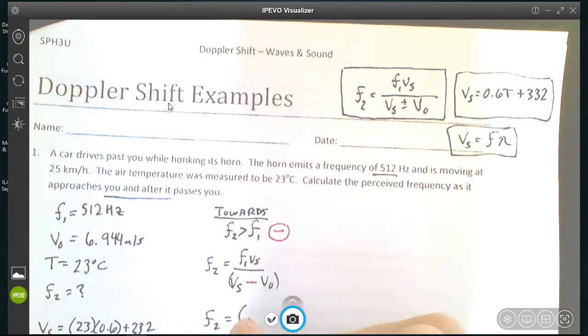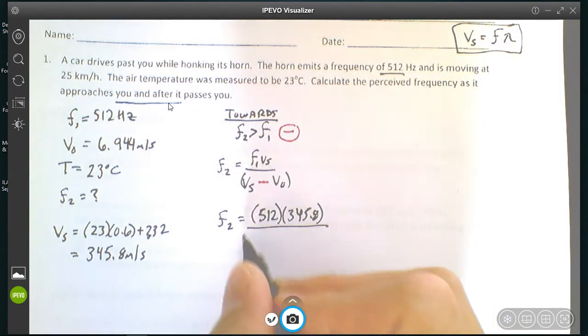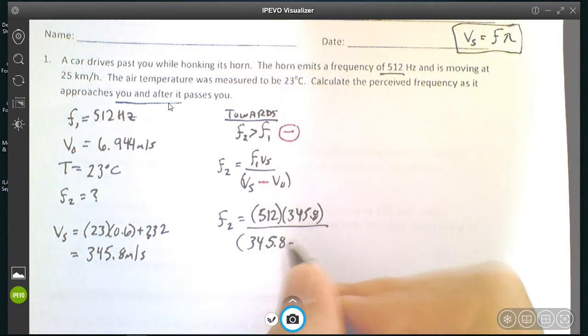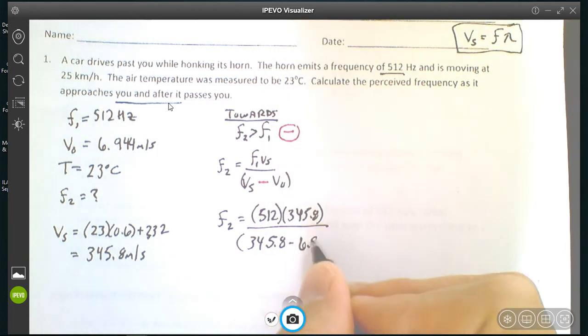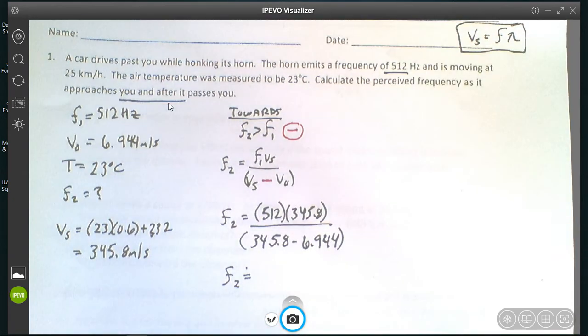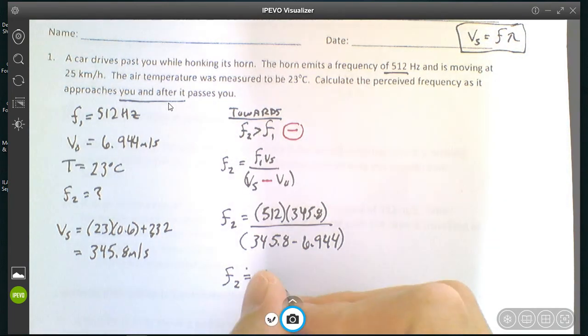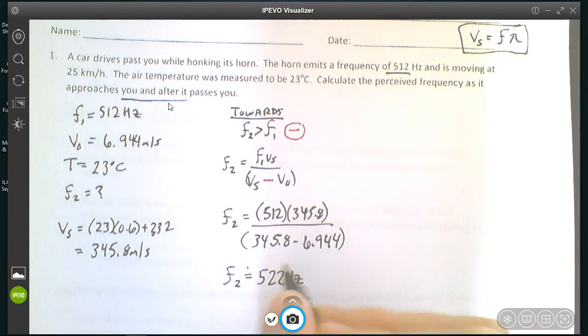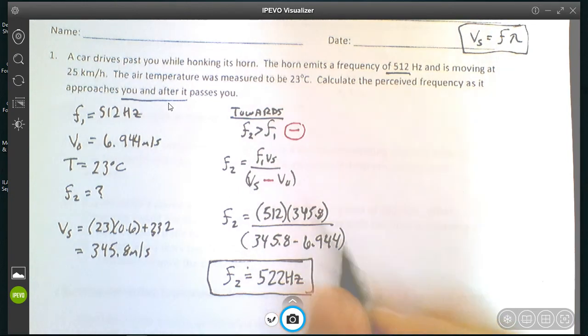Frequency 1 was 512. Vs is 345.8, divided by 345.8 less the speed of the car, which was just the slow 6.944. So you're not going to get much of a frequency change, but it is still not zero. Okay, so we've got our denominator, and then we times it by the 512. We get about 522 hertz. So it went up by about 10 hertz.